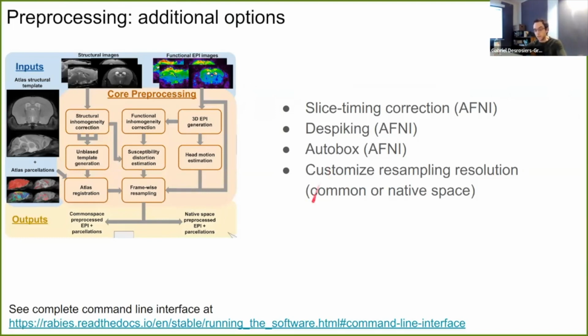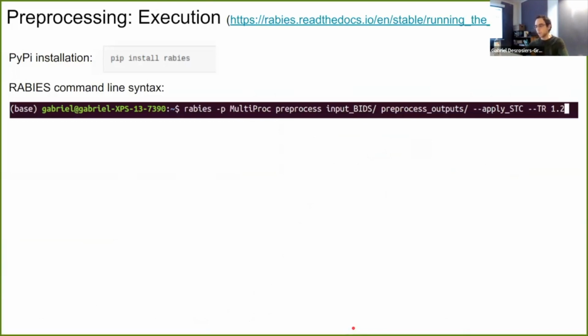If you're interested in seeing all the detailed options, go to the online documentation. There are all the details of the command line interface you can find. Now I'm going to show you a bit more how the basic syntax looks when you're executing the pre-processing. All the details are laid out, again, in the online documentation for further consultation. The basic installation for RABIES can be done with pip install in your local environment, if you can manage all the dependencies. I'll come back to that in a moment.